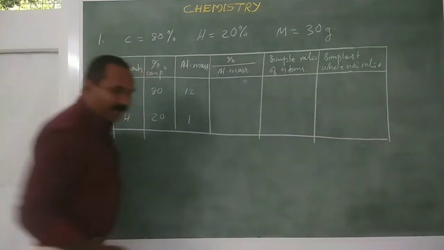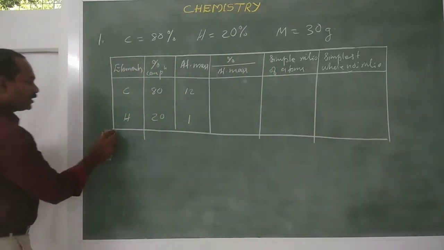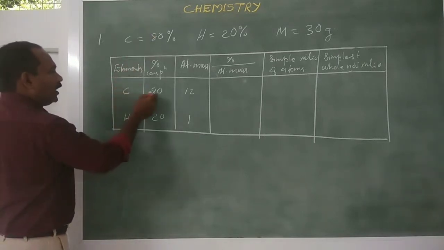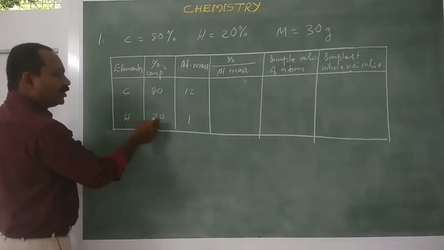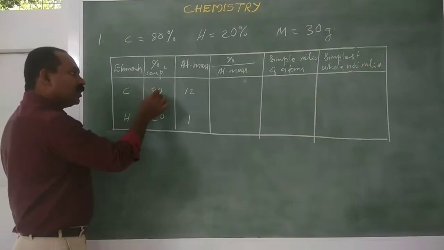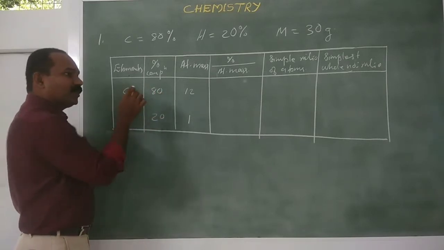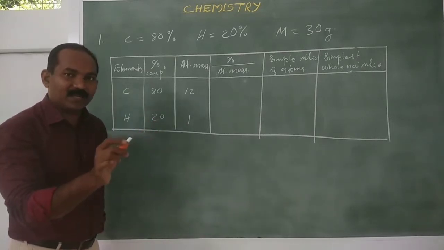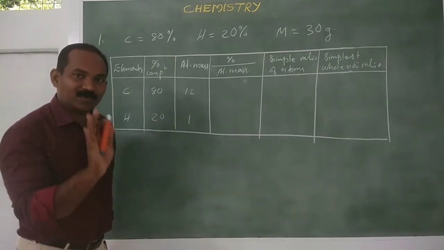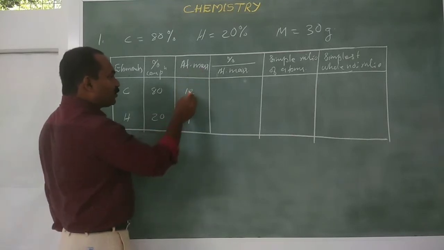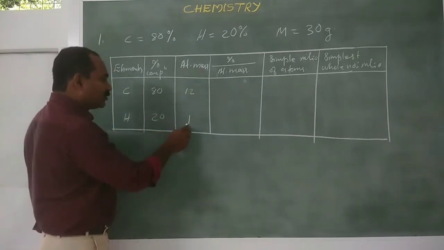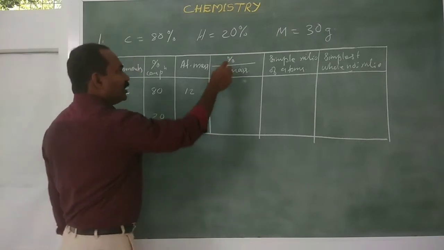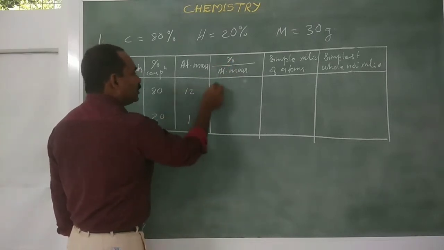From the data, carbon 80 percentage, hydrogen 20 percentage. It means 80 gram of carbon in 100 gram of the compound, and 20 gram of hydrogen in 100 gram of compound. The atomic mass of carbon is 12 and that of hydrogen is 1. Then we have to do the percentage divided by atomic mass.